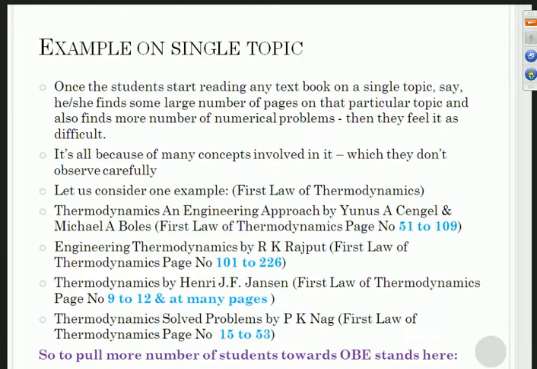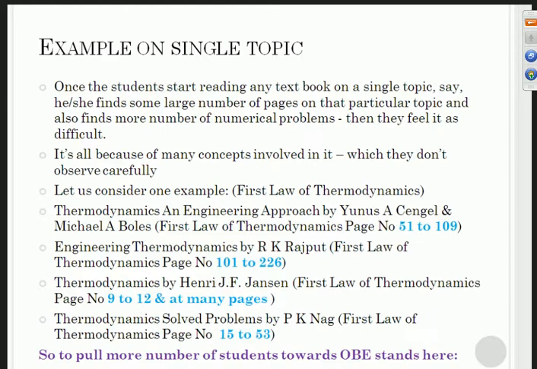If you take another textbook, Thermodynamics by Henry J. Jackson, the same first law starts from page number 9 to 12. But always in many pages, he addresses the first law, the meaning of the first law, the application of the first law, how to analyze the first law.